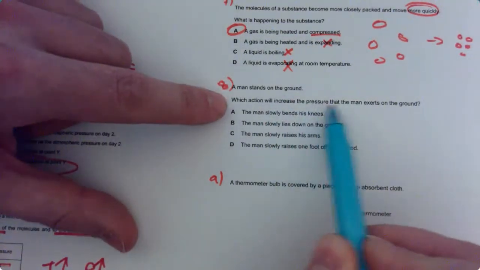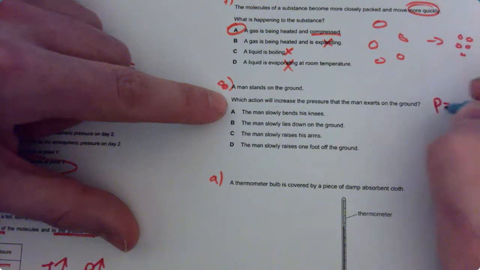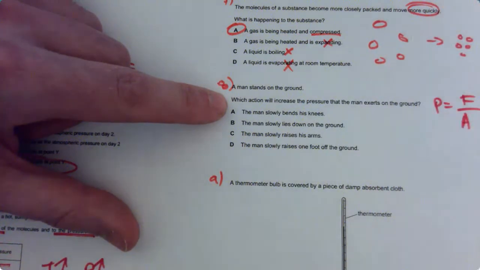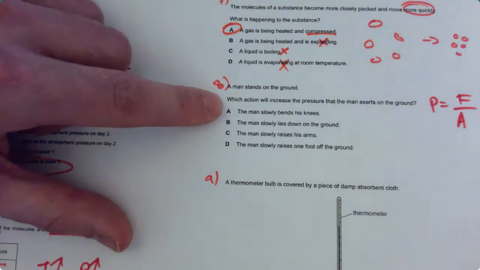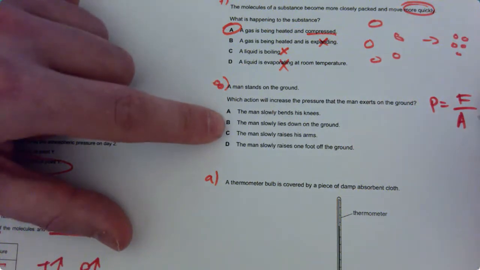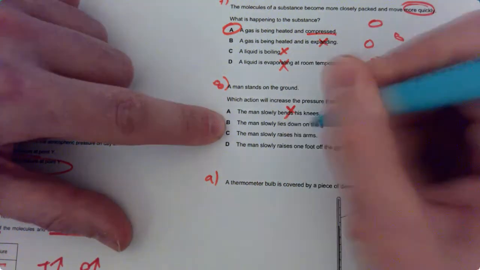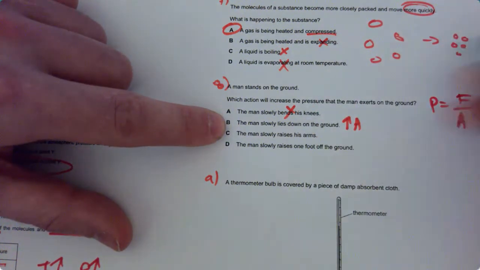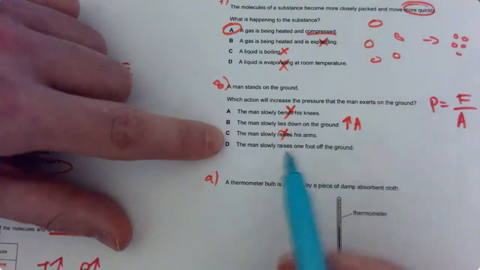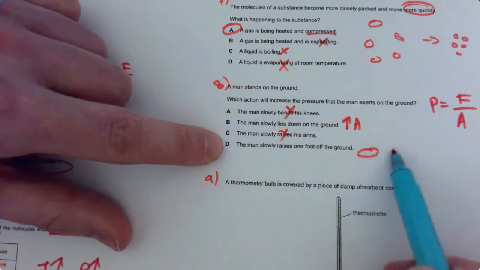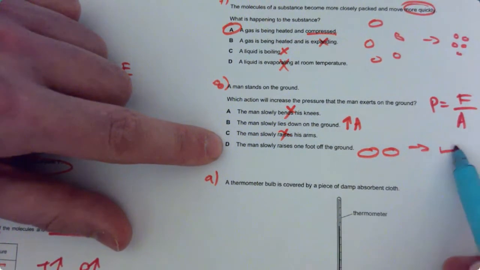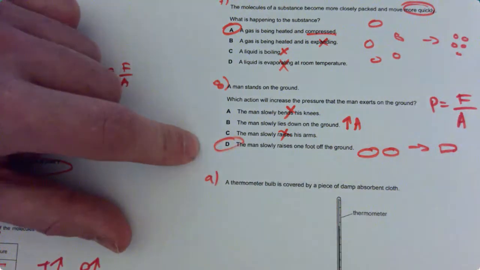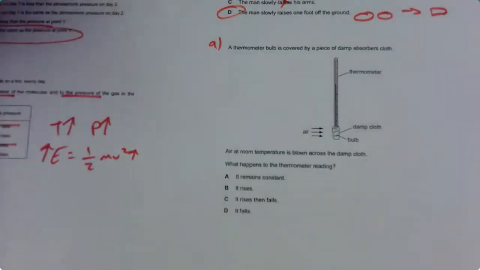A man stands on the ground. What action will increase the pressure that the man exerts? Well, again, we'll come back to the same idea. Pressure is force over area. So we need to either increase the force or decrease the area. That won't do it. This would increase the area, so that would decrease the pressure. That won't change it. If we go from 2 feet to 1 foot on the ground, that will decrease the area and increase the pressure. Pause the video and try this question.